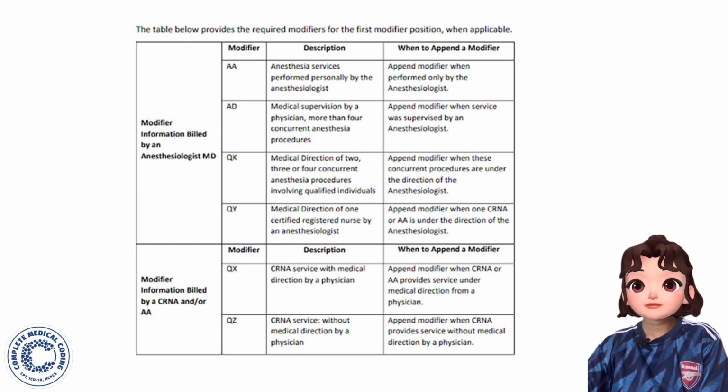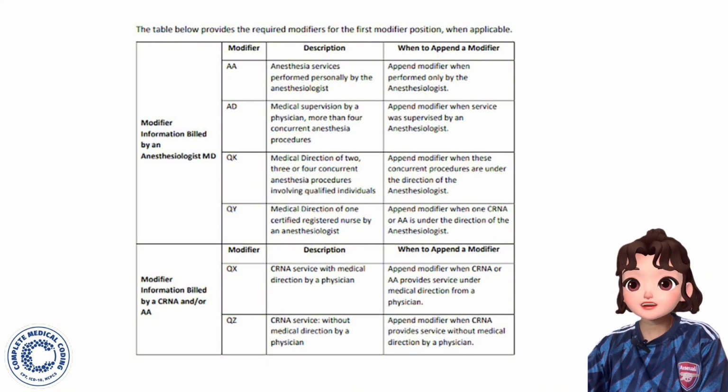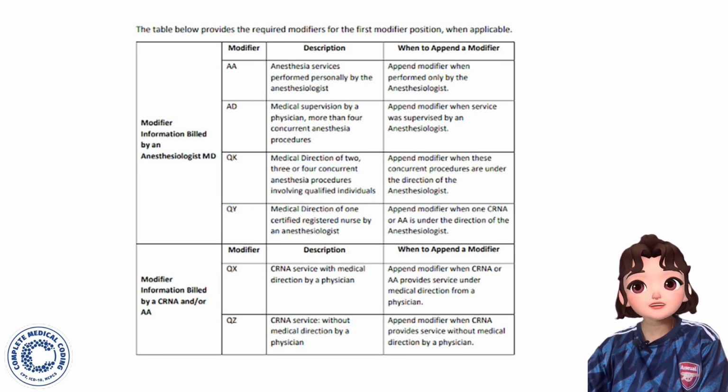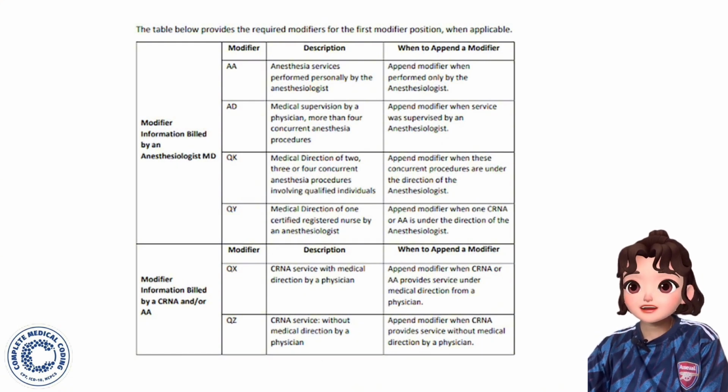Okay. Now QK: medical direction of 2, 3 or 4 concurrent anesthesia procedures involving qualified individuals. So when there is more than one, like 2, 3 or 4 concurrent anesthesia procedures, you have to mark with modifier QK. Append the modifier when these concurrent procedures are under the direction of the anesthesiologist.